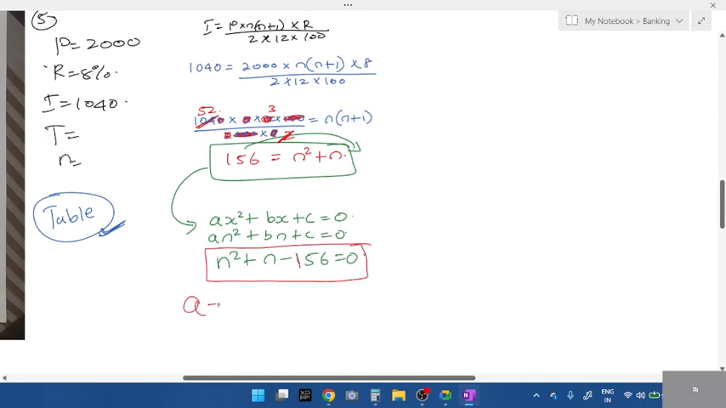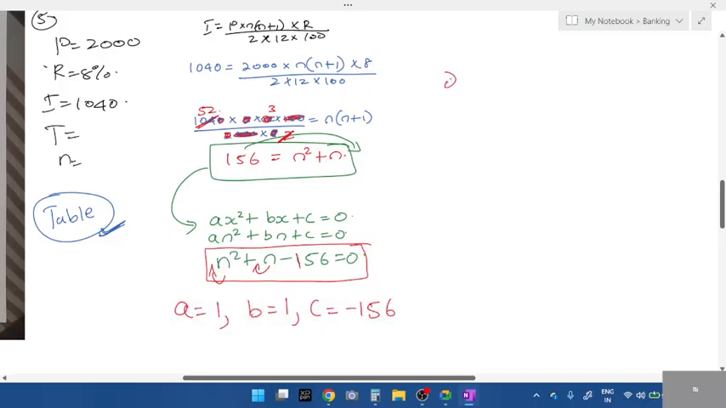Now tell me the value of a here. If no value is given, what do we take, students? If nothing is given, what do you take? We take it as 1. What about b? Compare. 1. C, along with the sign. 156. Understood how to take out the values a, b and c?